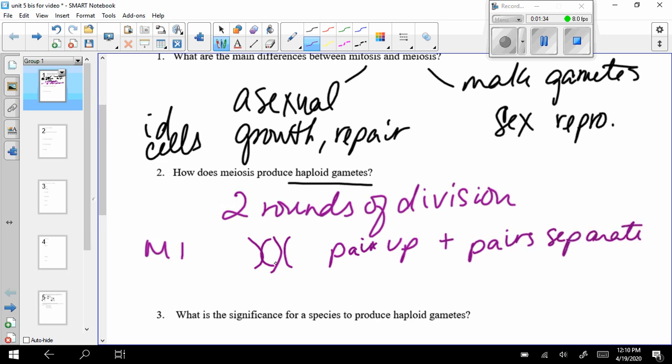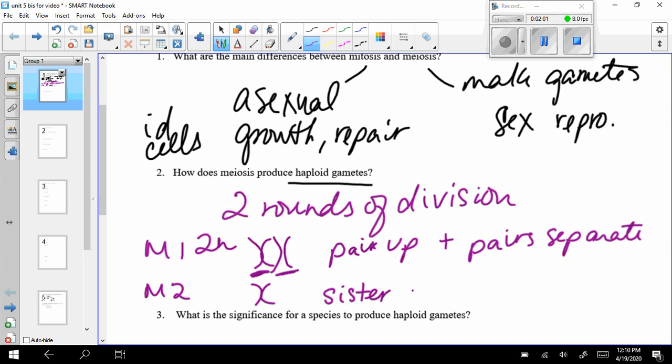So again, you in your cells are all diploid. That means you have 2 of each type of chromosome. One of them came originally from your mom's egg, and one came originally from the dad's sperm. So those 2 together is what gave you your pair of chromosomes. And then in meiosis 2, the sister chromatids separate.